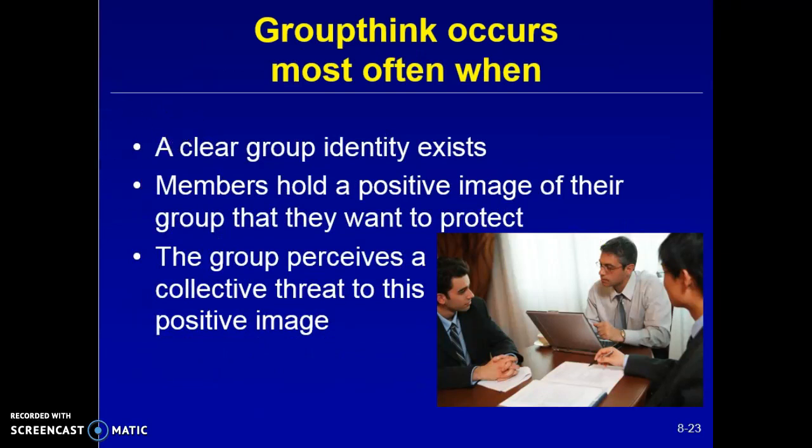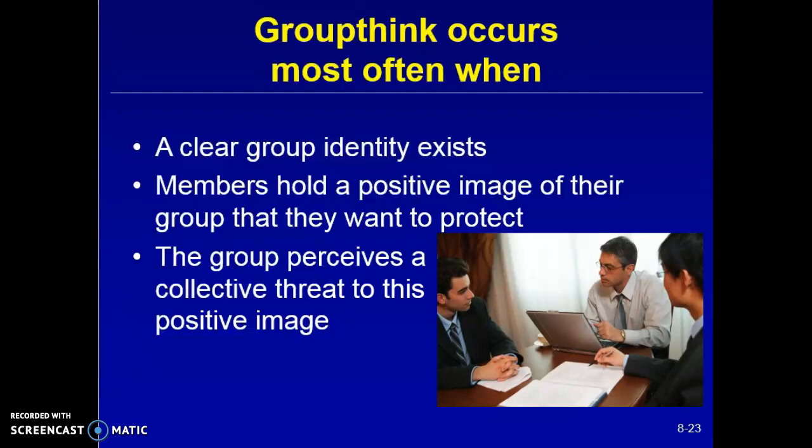We do know that groupthink occurs most often when a clear group identity exists. And it's a clear group. It's that superstar group that's always made the greatest decisions, that always does everything wonderfully. But we know that there's not perfection in this world and that sometimes groups mess up.